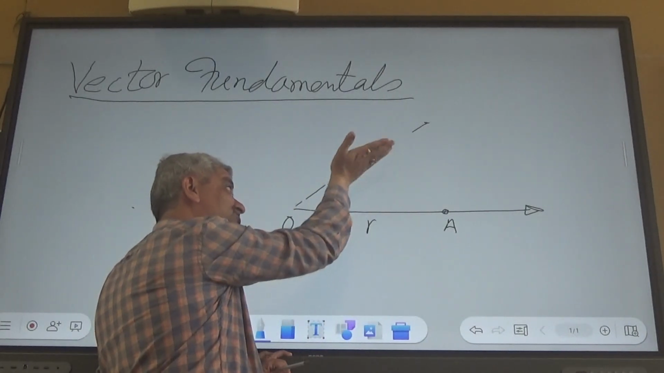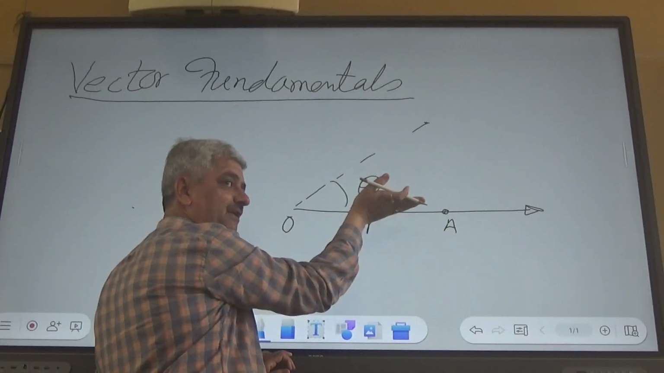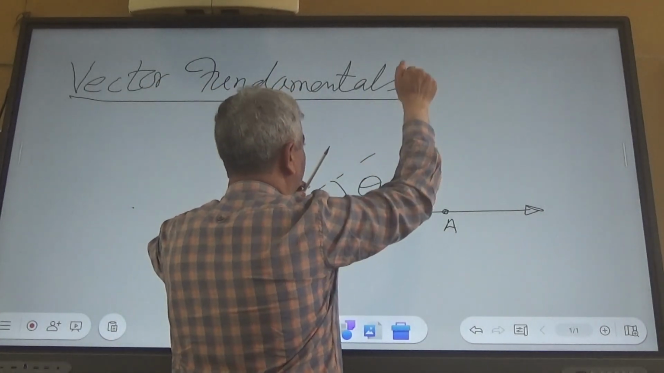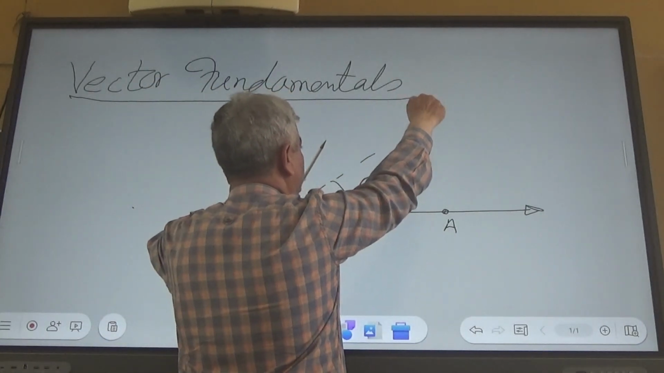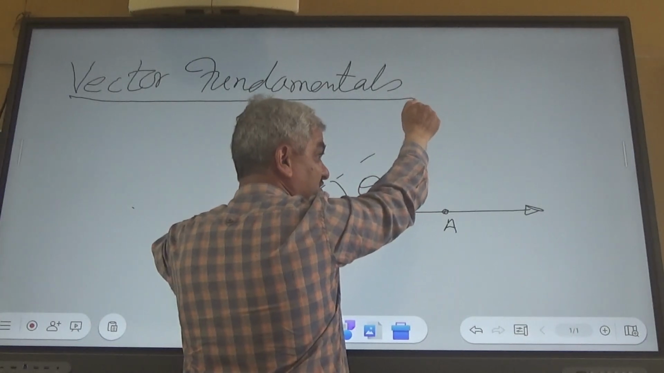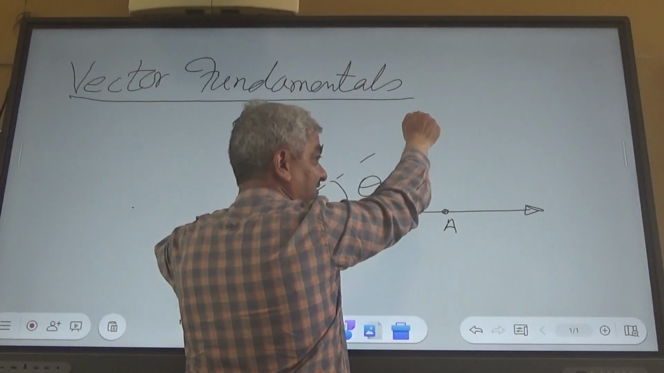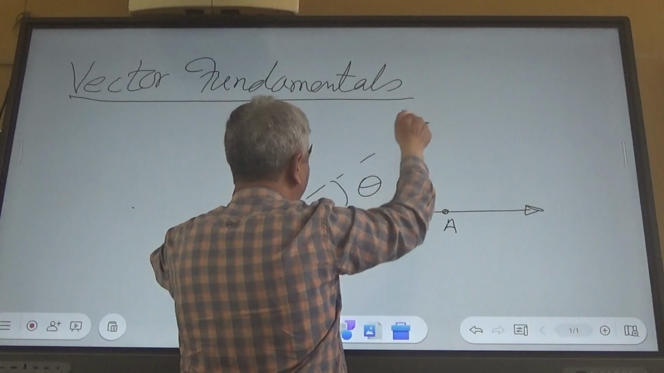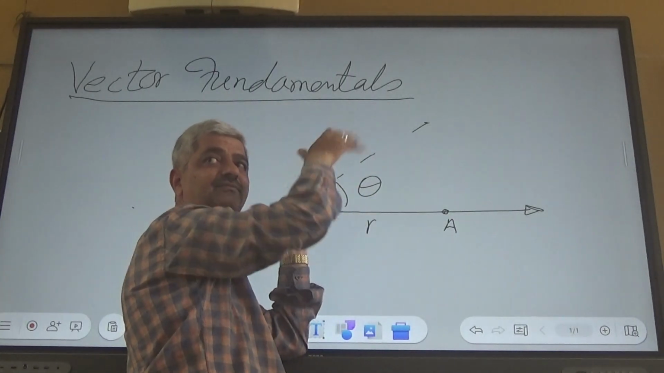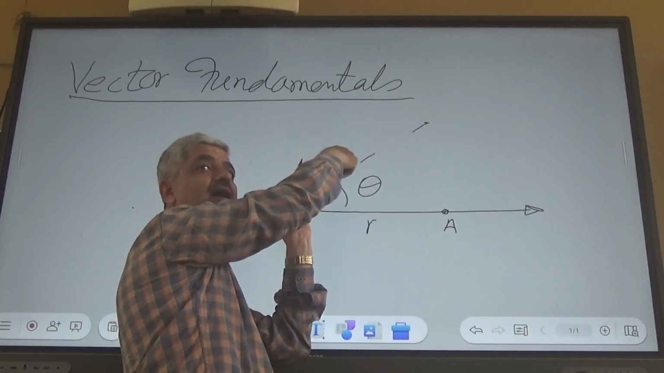Theta is the angle of projection from the reference axis, and this is the angle between the projection and the vector. This projection is not of length r; it is a projection of different length. What we can say is that the actual vector quantity is given by r, theta and phi.